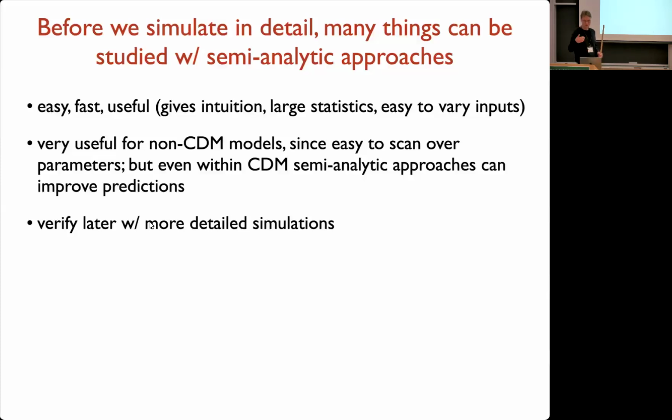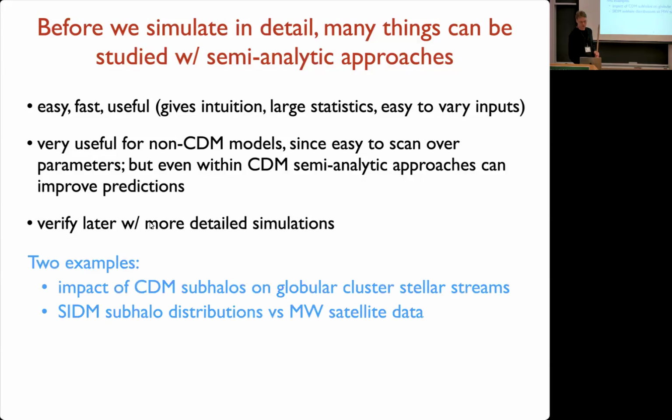And of course, later on, once you understand the parameter space a bit better, you can verify this with more detailed simulations. So I'll just give 2 examples. First is what we've done: we've looked at the impact of CDM subhalos on globular cluster stellar streams. And then I'll mention work by Aaron and collaborators on SIDM subhalo distributions versus Milky Way satellite data.